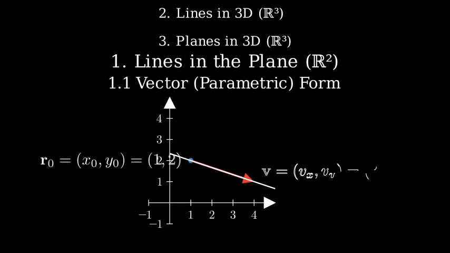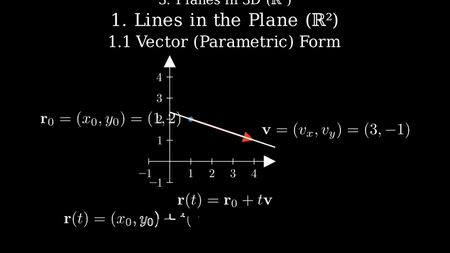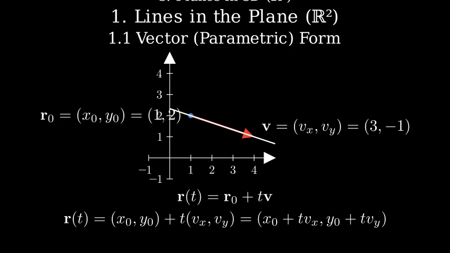Here, r₀ represents a point on the line with coordinates x₀ and y₀. v is a direction vector with components vₓ and vᵧ, and t is a real parameter that can take any value. Let's look at an example to make this clearer.